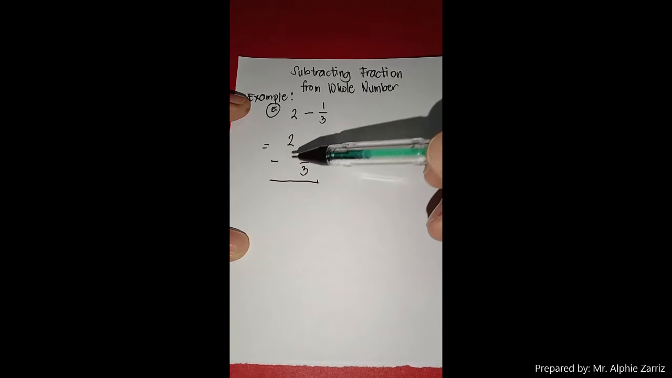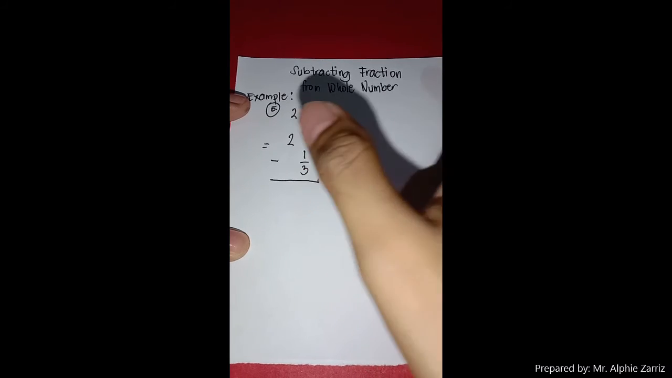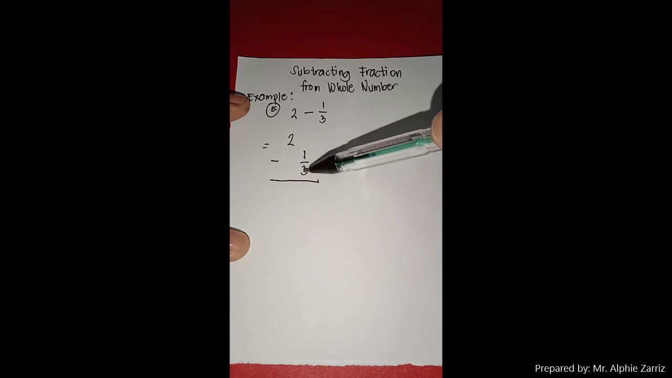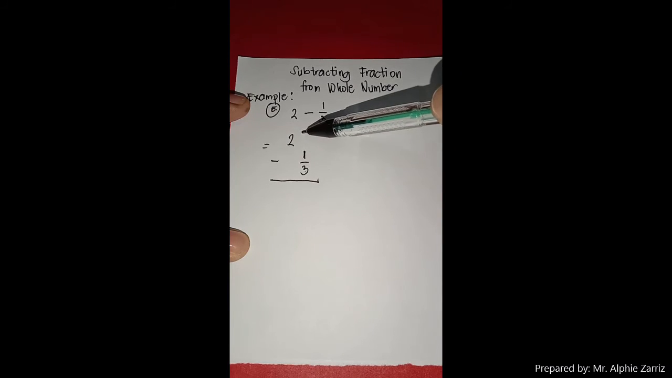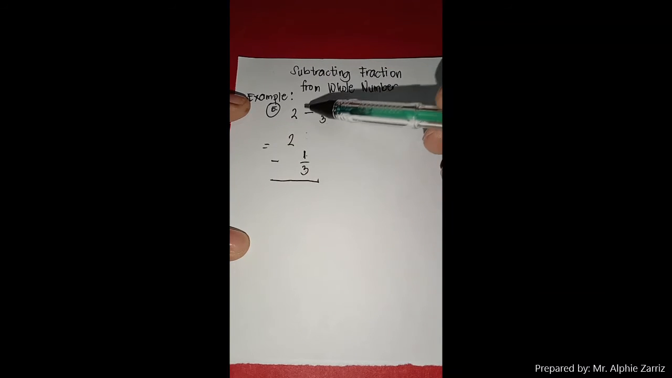Kung mapapansin nyo, wala tayo ditong whole number wherein pwede na natin siya mai-subtract if whole number lang yung ating isusubtract. But since meron tayo ditong fraction wherein meron tayo ditong numerator na 1 and then meron tayo ditong automatically or imaginary 0 wherein 0 minus 1 is cannot be. So therefore, kapag nakita nyo ganito yung pagkaka-arrange ng ating fraction, hindi natin siya kagad basta-basta may isosolve.